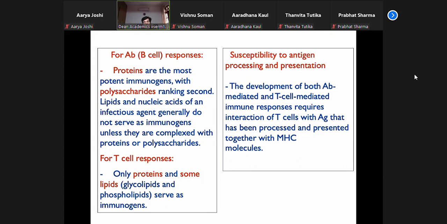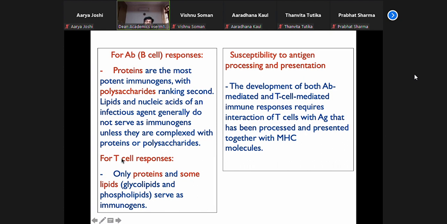You must have heard about this disease, systemic lupus erythematosus, right? Where your DNA can be immunogenic in origin. But usually proteins are more immunogenic than any other kind of macromolecules that you have. And if you provide these other units, for example lipids, nucleic acids, polysaccharides, in complex with protein, they will be immunogenic.